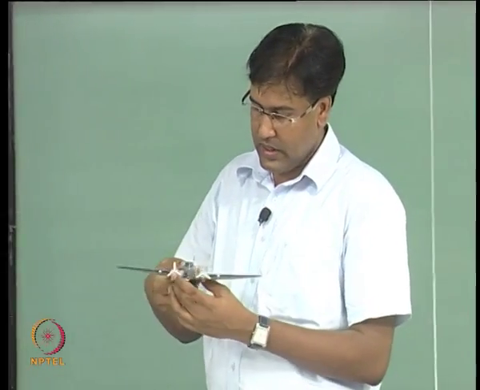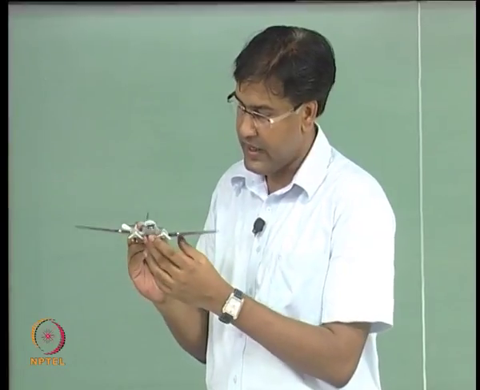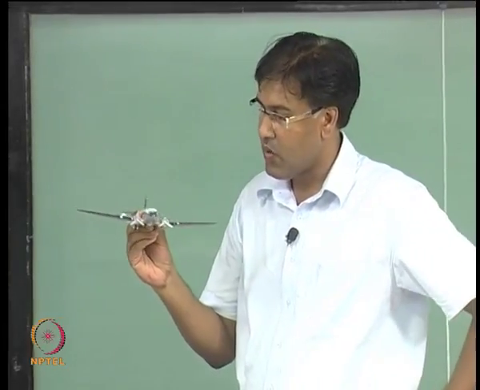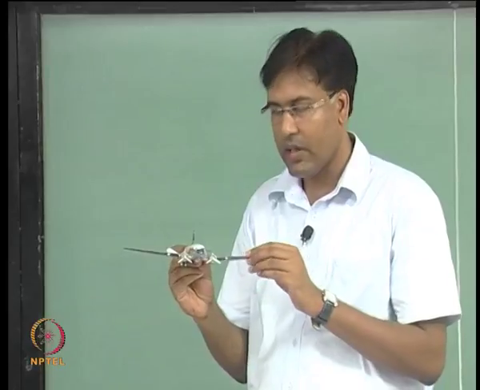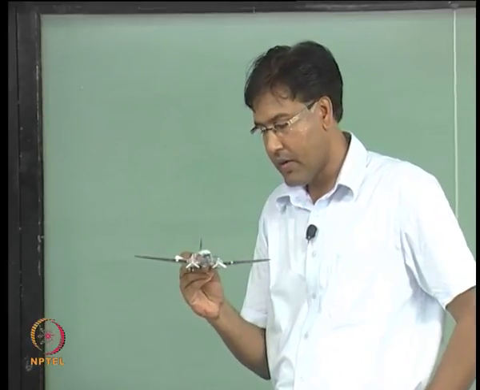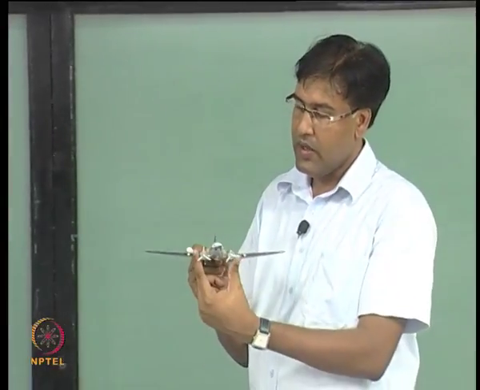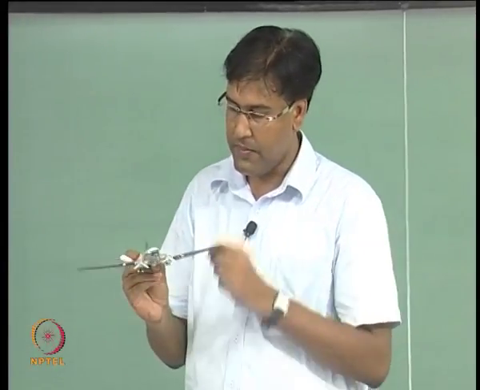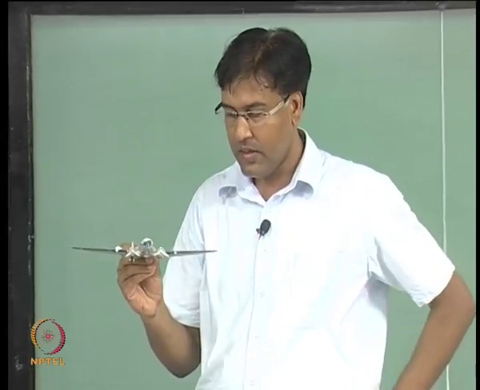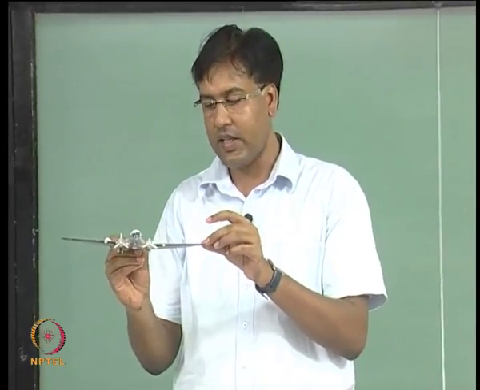Okay, so what I was explaining is you would wonder why these surfaces on the aircraft are located in the way they are located. This wing could have been actually straight, not tapered like this here.